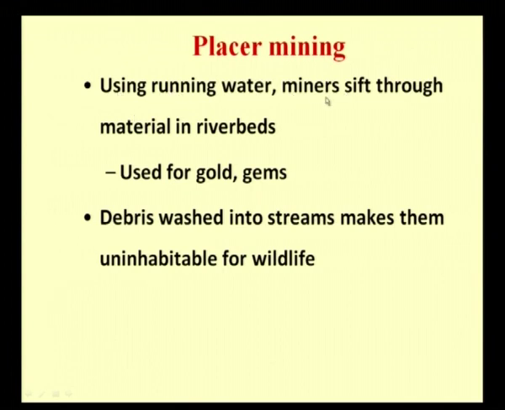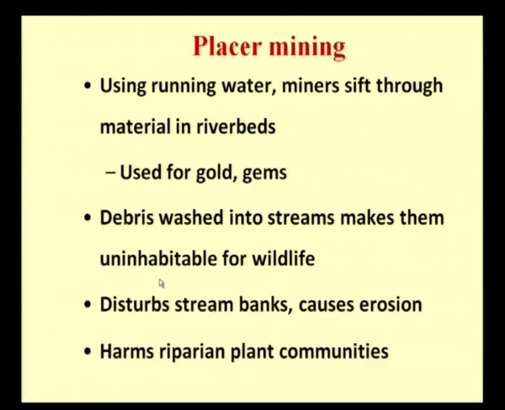The miners sift through material in river beds, and it is used for gold and gems, and the debris washed into streams makes them uninhabitable for wildlife, and it disturbs the stream banks, causes erosion and harms riparian plant communities. So, in this kind of mining, the water coming through the banks is processed by human beings directly, and it is generally used for some small traces of gold and gems.